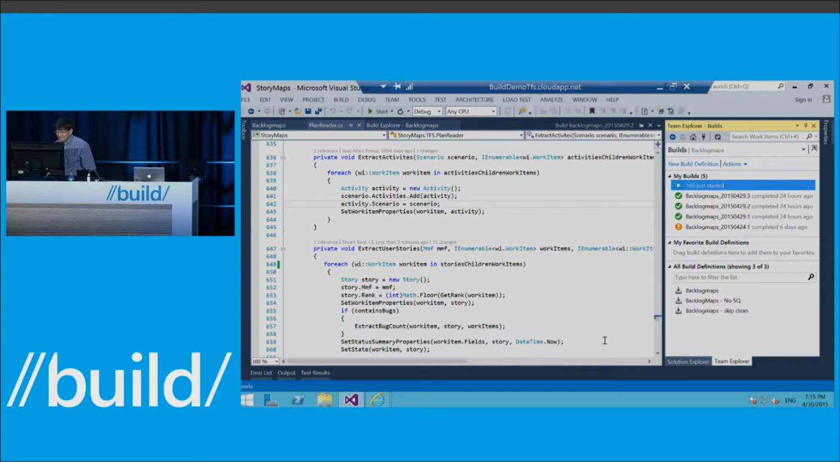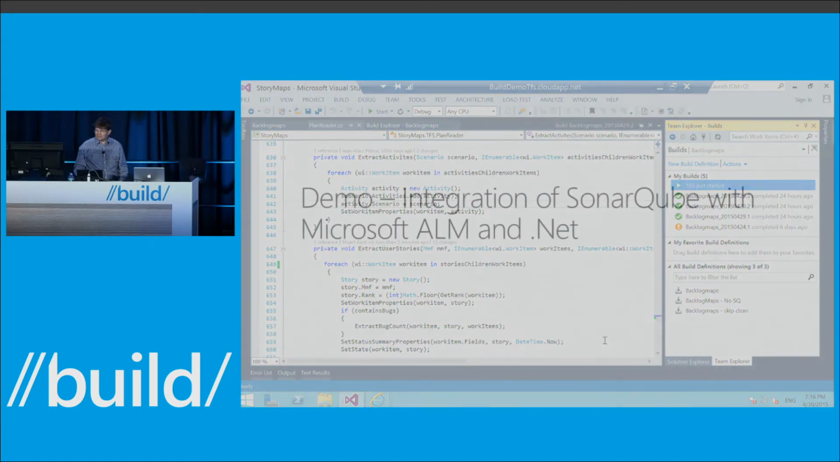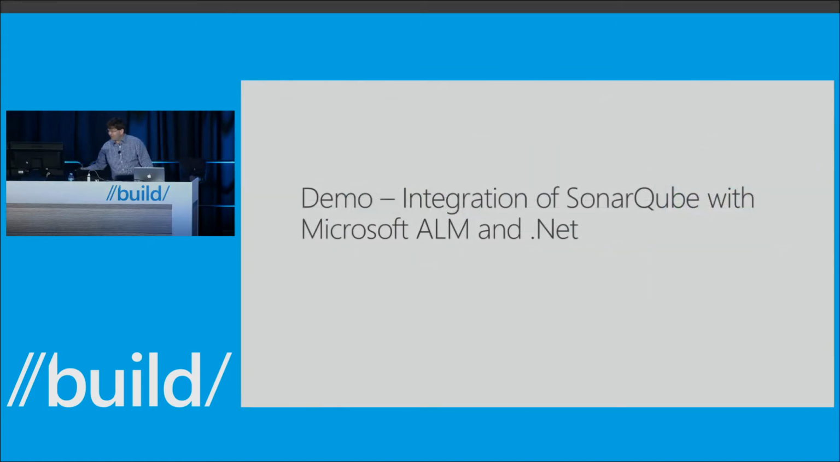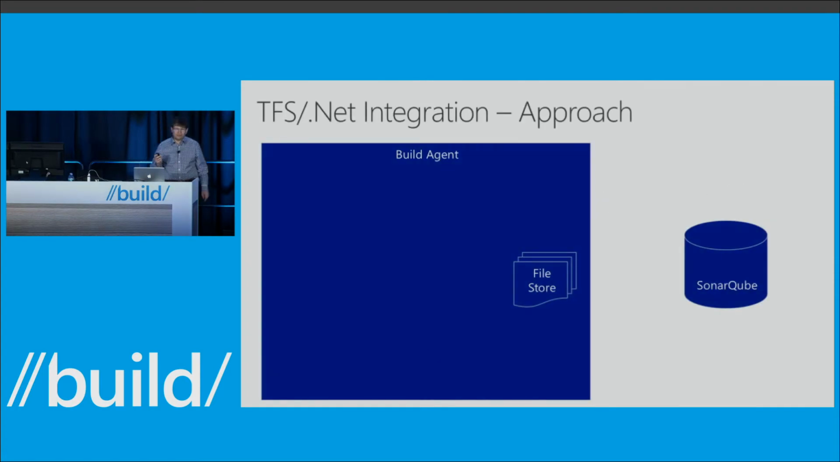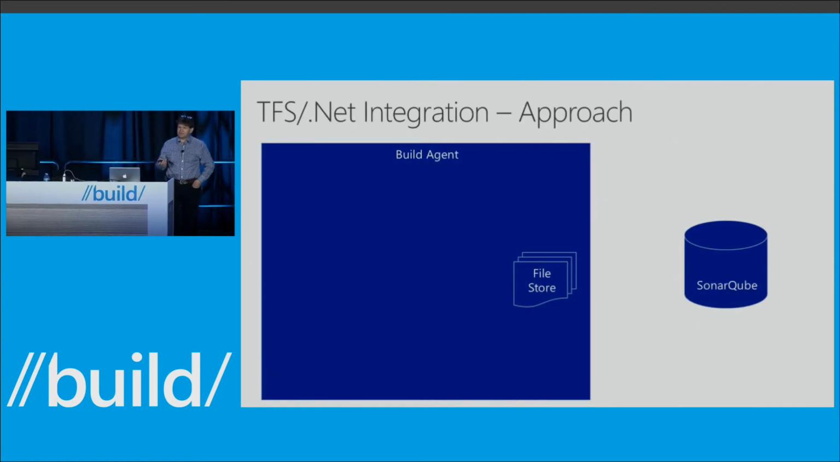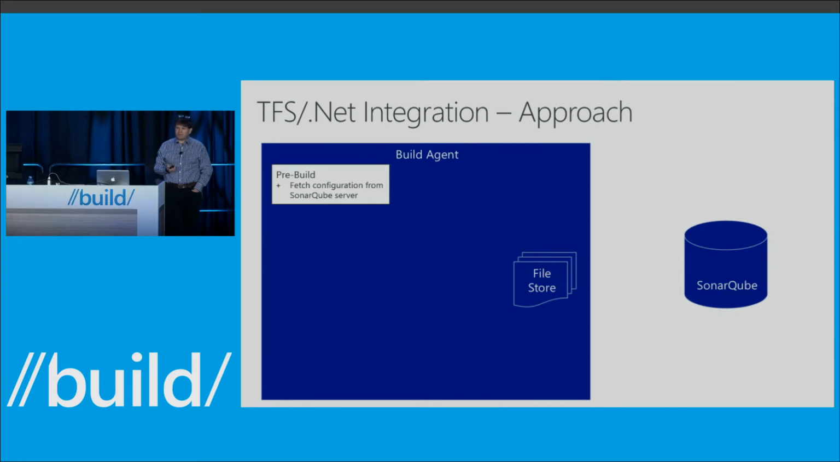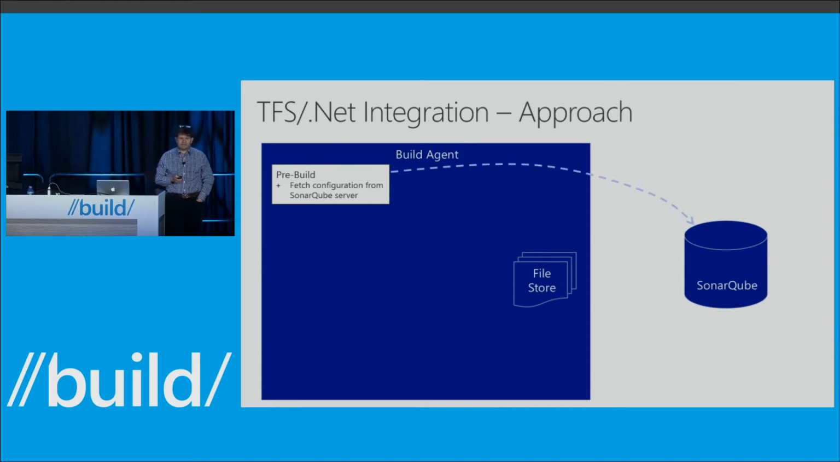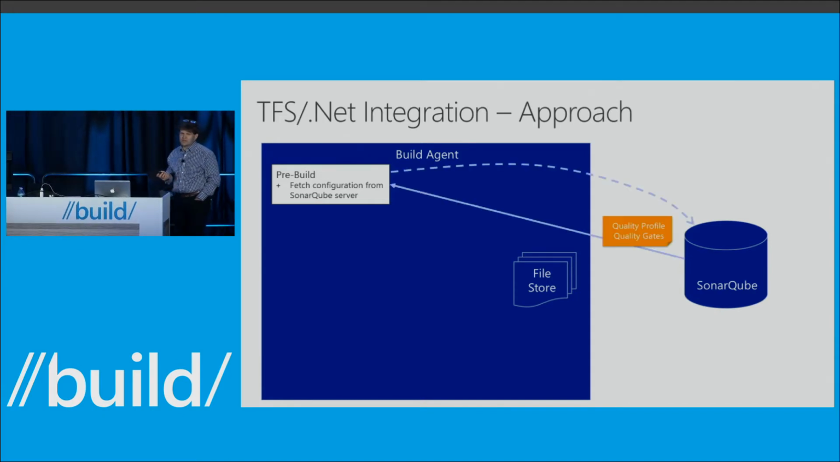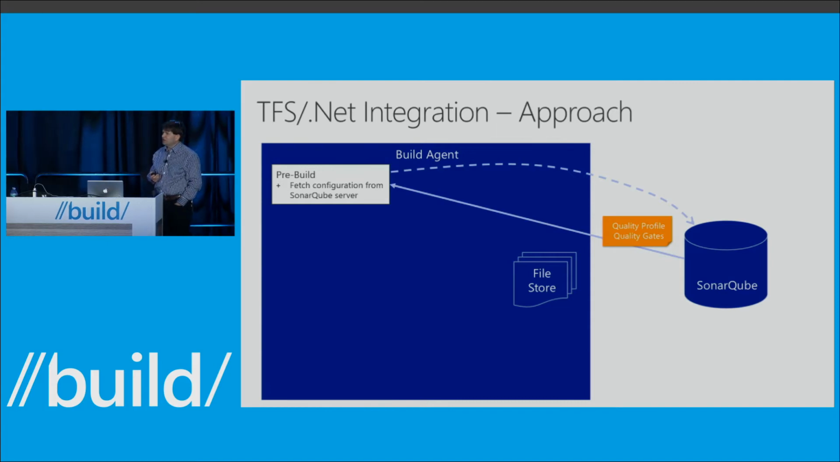So while that's going on, it's like a cooking program, I'm going to flip to the presentation again and just talk you through what we've done and how this works. Okay. So we've got the SonarQube server, we've got the build agent as I described. The first thing is we have a pre-build step which goes and fetches the configuration from the SonarQube server. So actually what it's fetching is the quality profile information and the quality gates. So that's going to influence the analysis that's done during build.